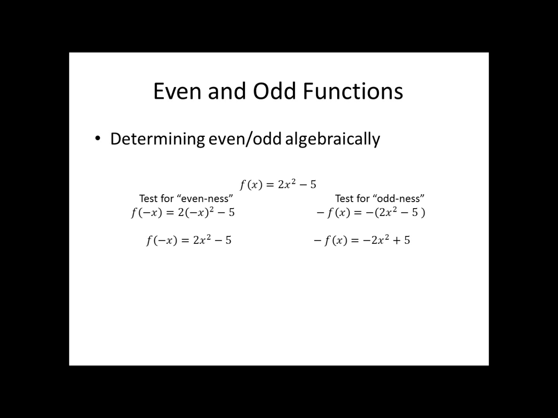If I check negative f of x, I get a negative in front of the 2x squared and the 5 turns positive. So negative f of x does not look like f of negative x. So this function is even, but it's not odd. Okay? Now there's no golden rule that I can tell you that if it's even, it's not odd, because there are functions that are both even and odd. Maybe they're rarer, but I can't say a rule that if it's even, it's not odd.